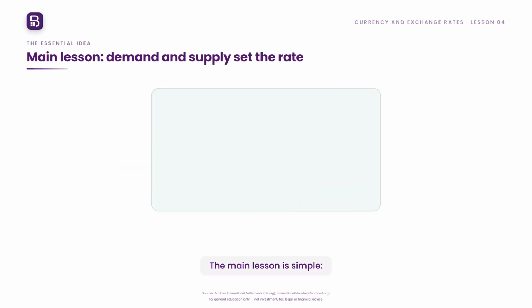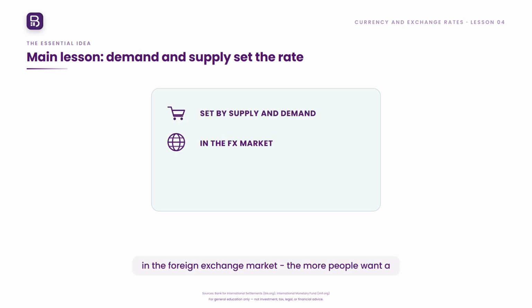The main lesson is simple. For most currencies, exchange rates are set by supply and demand in the foreign exchange market. The more people want a currency relative to how much is available, the higher its value, and vice versa.